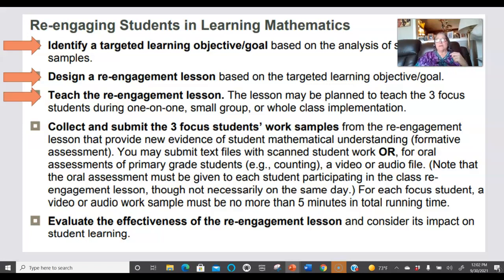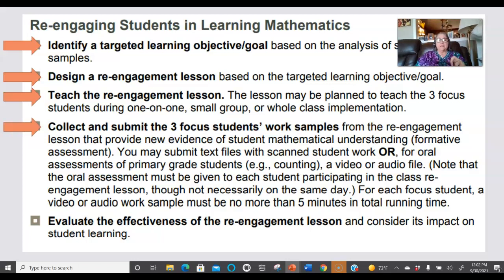This re-engagement lesson can be taught to just your 3 focus students. You can do it one-on-one. You could do it with them together in a small group, or you can do this re-engagement lesson with the whole class with the 3 focus students present.